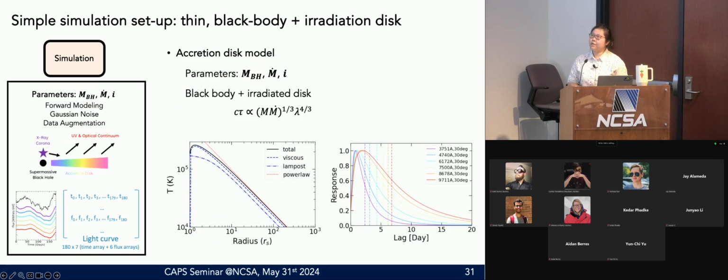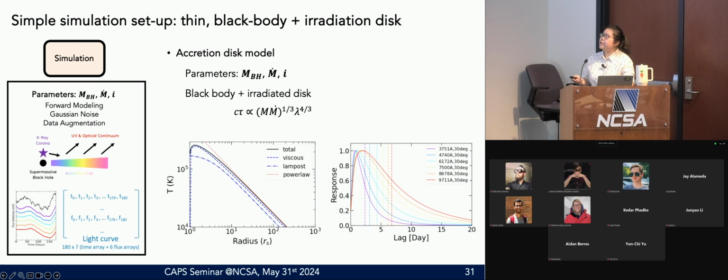So for the simulation, we follow a very simple setup. We have an accretion disk model that is governed by 3 different parameters: the black hole mass, the black hole accretion rate, and inclination. And then the accretion disk itself is a black body disk that is irradiated by a central X-ray corona here.